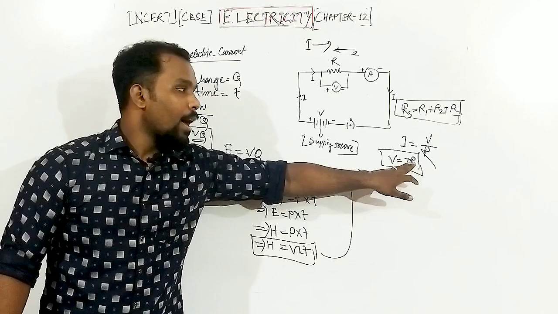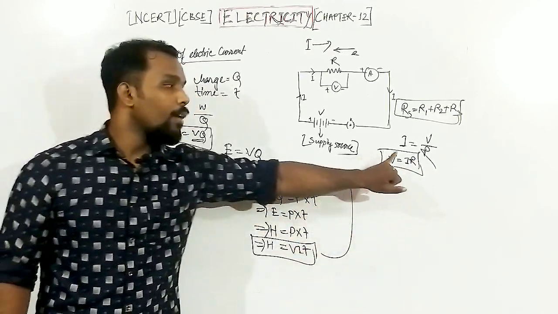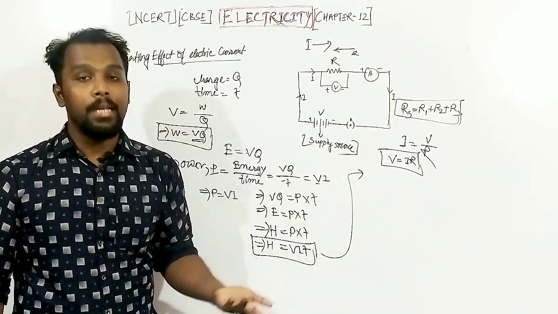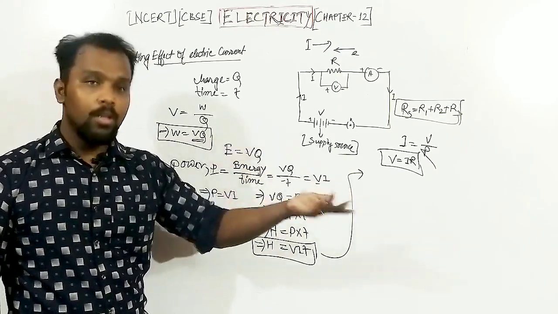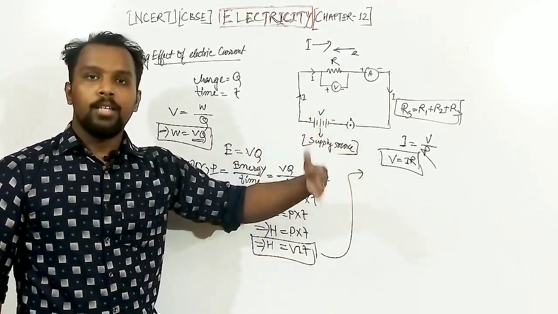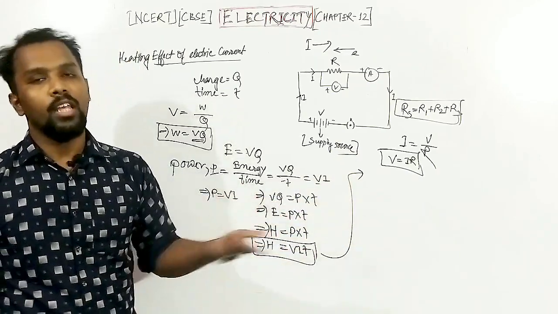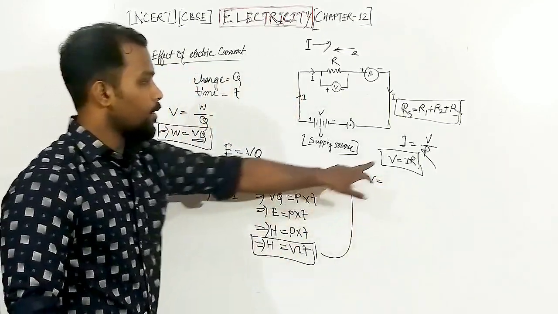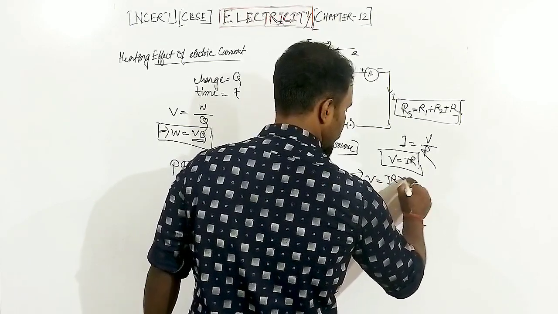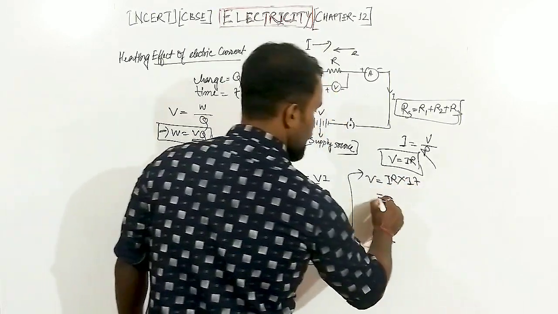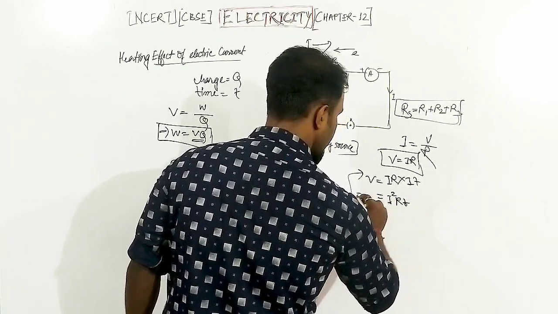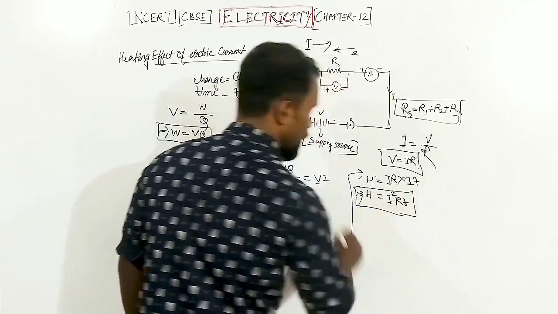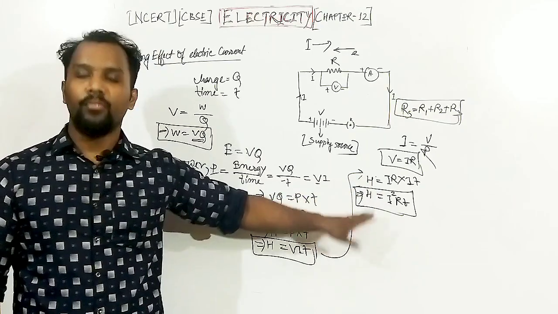You can put the value of V here only if you know the value of I, because when you have to calculate the heat, you have to put the value of I. So we can convert the relation by putting the value of V as IR into IT. Two I's are present, so what will be there? I square RT. It should be H actually. H equals I square RT. So that is the main heating effect law.